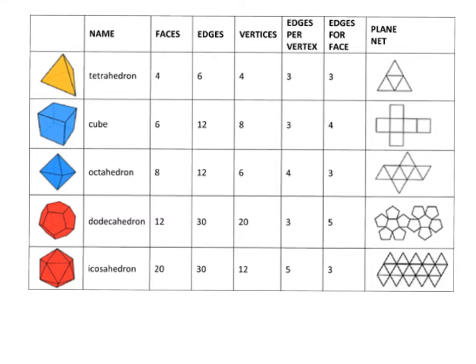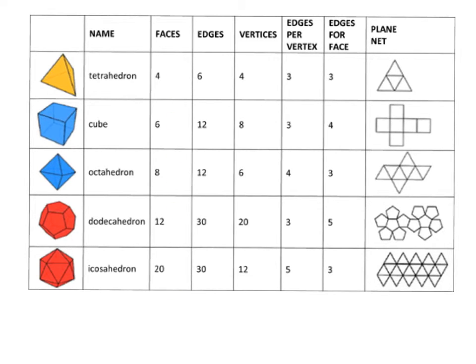Now, if we look at the faces, vertices and edges of the Platonic solids, you can see that we've got the numbers there, and you could also look at how many edges there are on every vertex and how many edges there are for a face and so on. And then you can see the nets of those solids. In other words, if they were to be made of paper or card, that could be the shape, the two-dimensional footprint, if you like, or the blueprint rather, that you could start with to make a three-dimensional version of that shape.